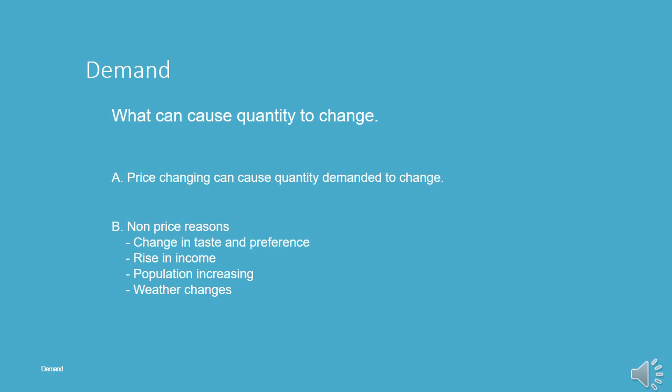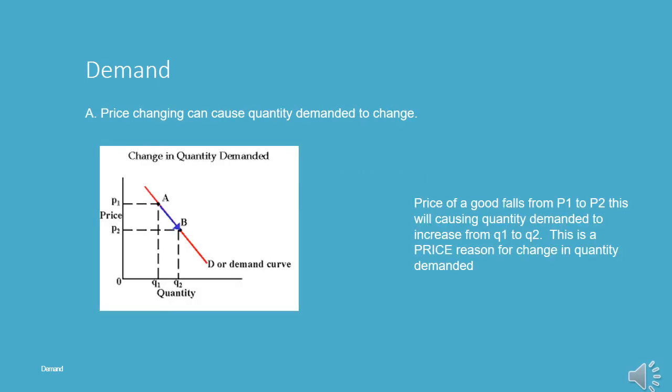The output or quantity demanded of a good can change because of its price changing, or it could be due to non-price reasons. According to the law of demand, when the price of a good falls from P1 to P2, this will cause the quantity demanded to increase from Q1 to Q2. We call this the price reason for change in quantity demanded.